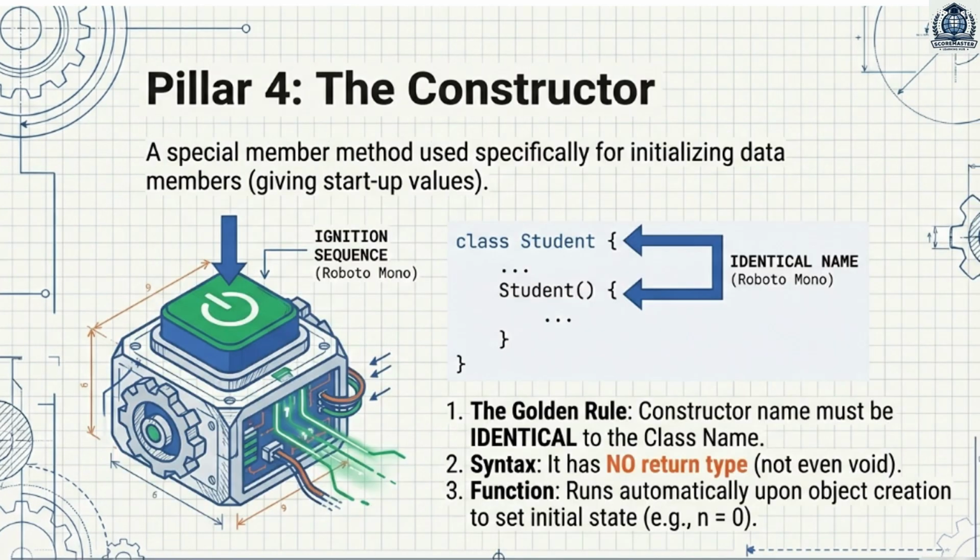A constructor is a special method that initializes data members when an object is created. Its name must be exactly the same as the class, and it has no return type, not even void. It runs automatically at object creation, ensuring the object starts in a valid state.